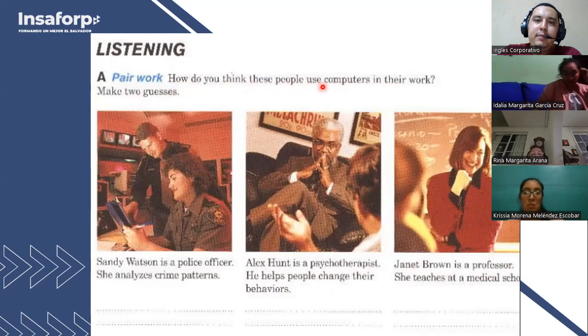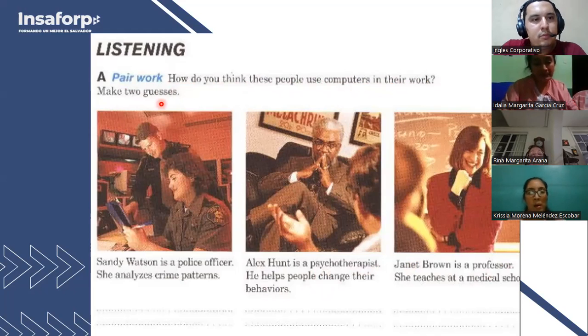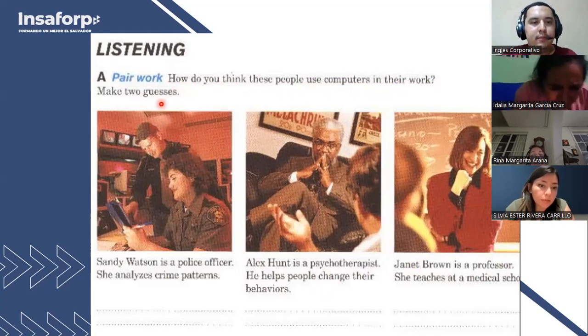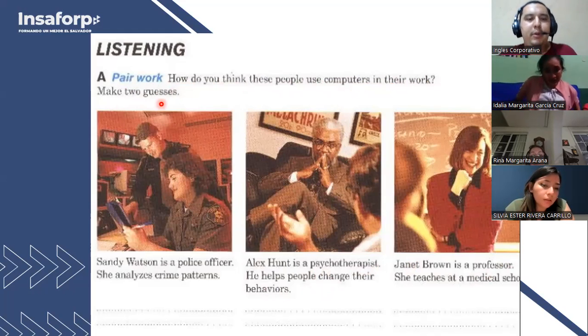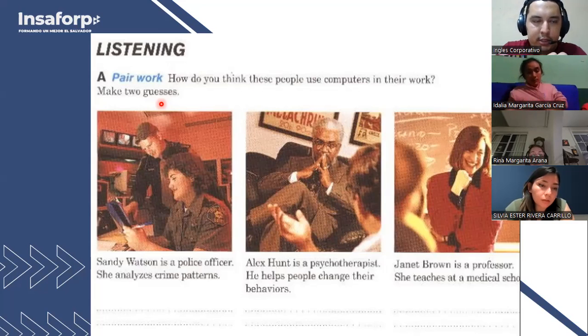How do you think these people use computers in their work? Make two guesses. What does it mean to guess? Dos suposiciones. Sandy Watson is a police officer. She analyzes crime patterns. How does she use the computer at her work?